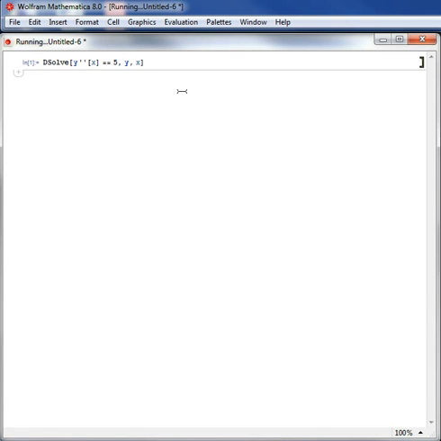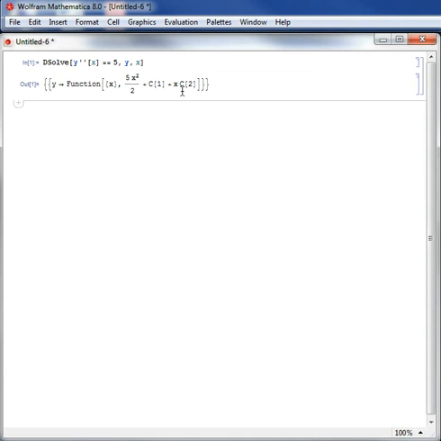Shift enter, and it gives me a rule that y is a function of x, and the function is equal to 5x squared over 2 plus a constant 1 plus x multiplied by a constant 2. You can also put some boundary conditions to find those constants right away. So instead of just using this equation, I'm going to use a list of equations. Because I'm going to use a list of equations, I'm going to put curly brackets. I'm going to add the boundary condition.